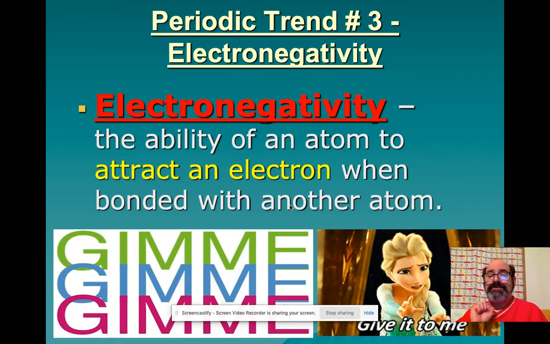Next one is electronegativity. What the heck is electronegativity? Electronegativity is when an atom wants to attract another electron when it bonds with another one. So gimme, gimme, gimme, gimme. That's how you remember it. This is the official definition. I just like to think gimme, gimme, gimme, gimme the electron. So electronegativity is how much they want those electrons.